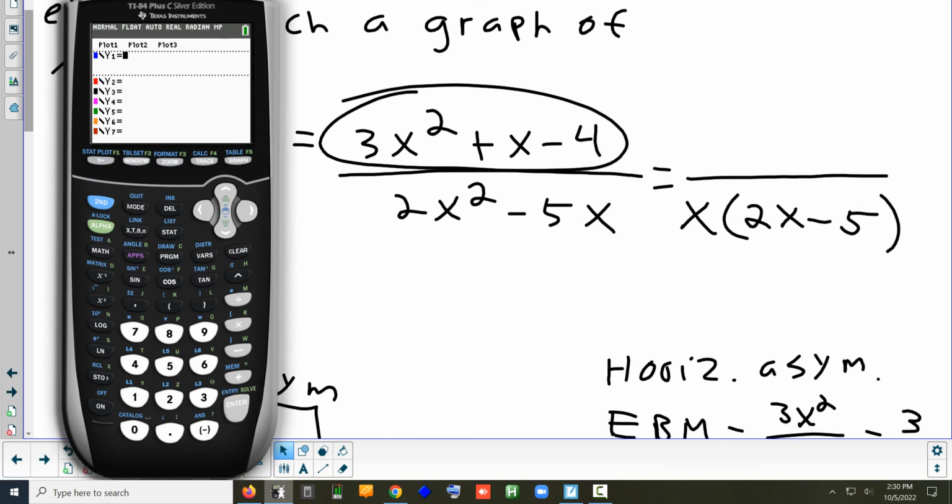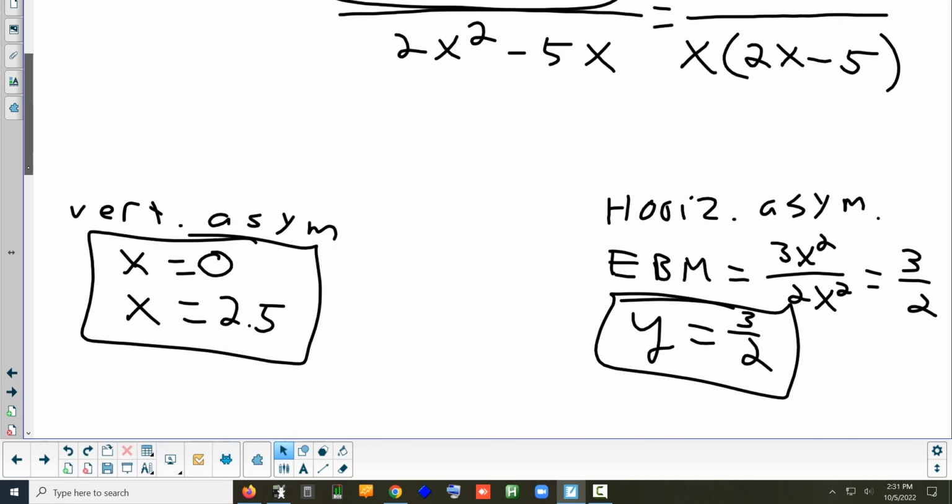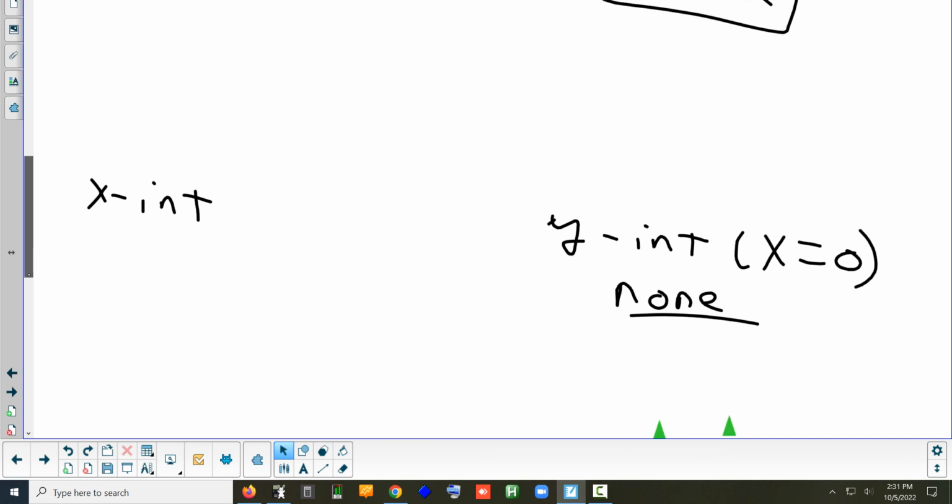Okay, the trick to always putting it in is put parentheses around the top and the bottom. You have to do that. So 3x, I said put parentheses, 3x squared plus x minus 4 and 2x squared minus 5x. So now the goal is to look at the table. If you have other numbers there, just ignore them. They don't mean anything. But we want to plug in numbers near the vertical asymptotes.